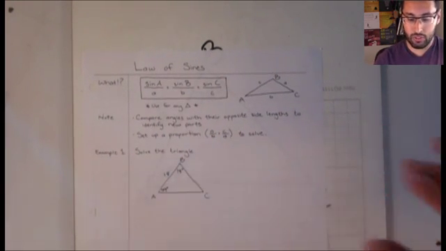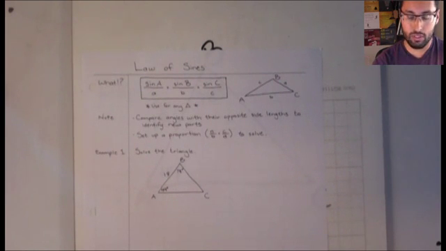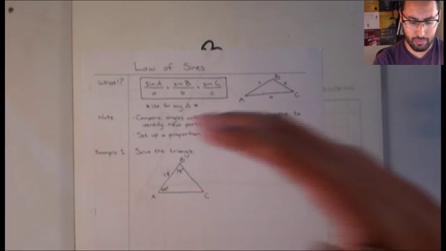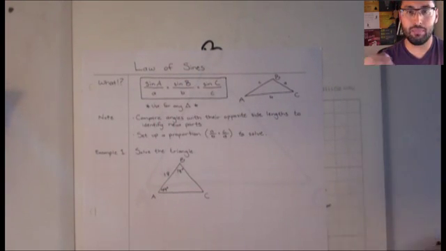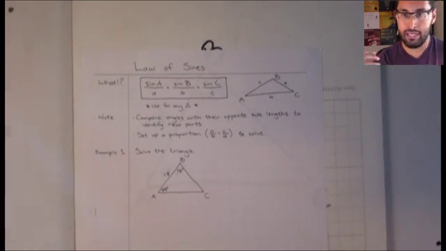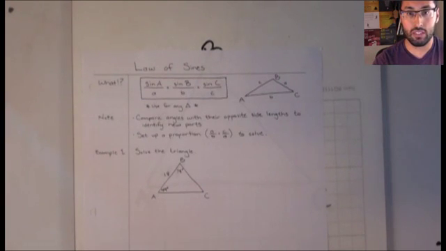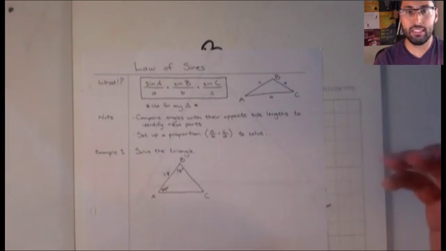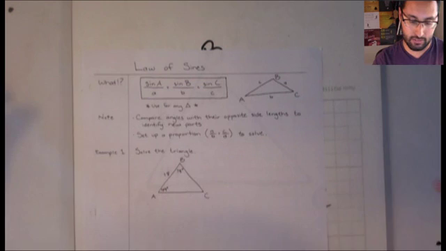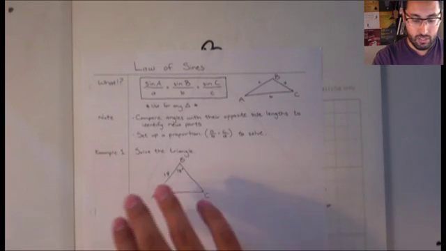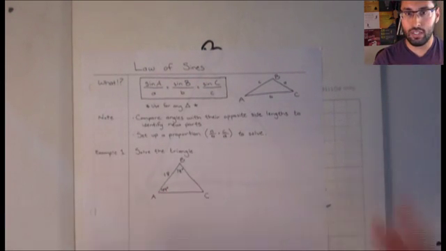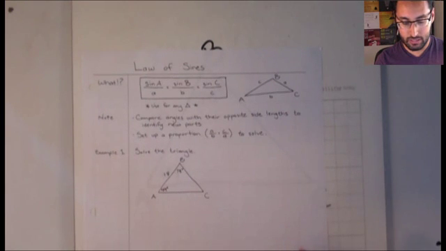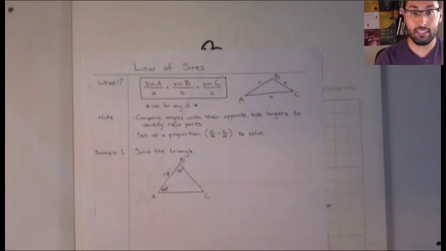Notes: compare angles with their opposite side lengths to identify new parts. So you always look at what you're given, and we'll talk about that. And you set it up as a proportion. We've had some experience with proportions when we had our stats unit on identifying statistics. So we have a over b equal to c over d to solve. Example 1, and there's just one example, but there's going to be work on the front and back side of your notes.